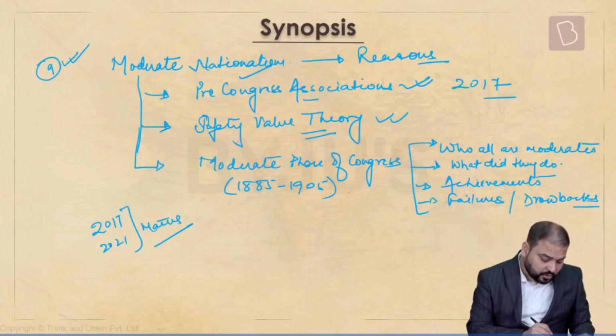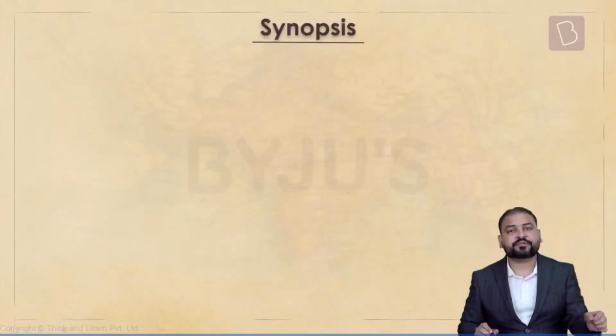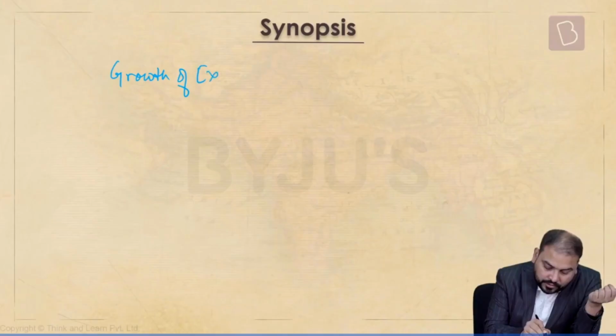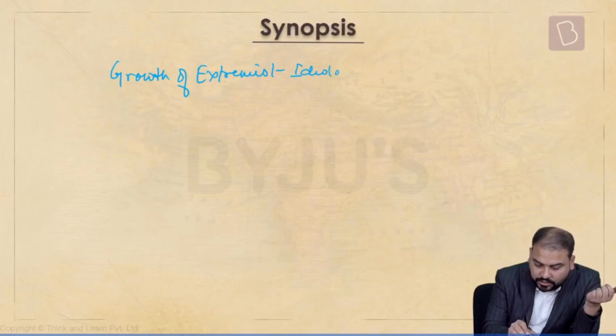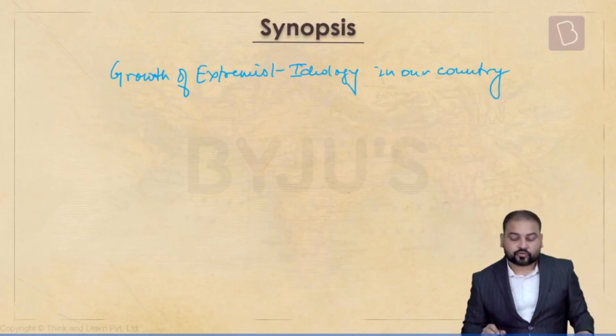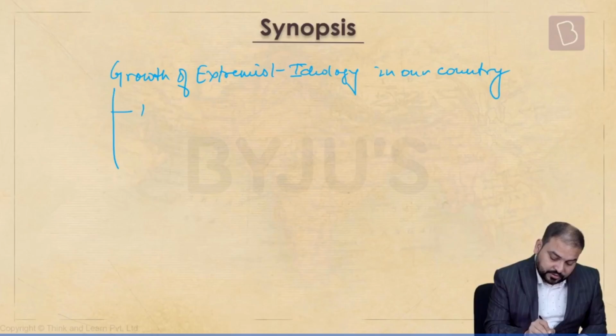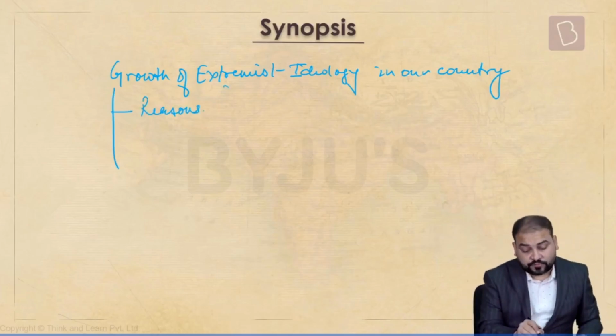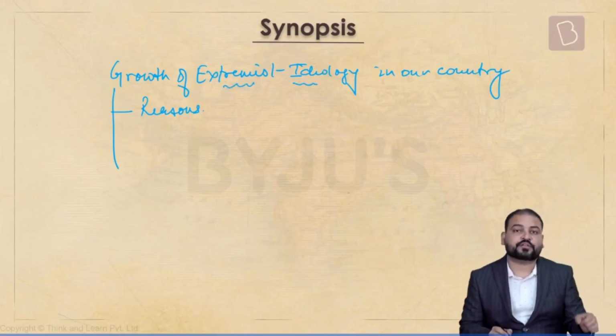Moving ahead. Now, not everybody is happy with the moderates. What it led to? It led to the growth of extremist ideology in our country. So again, we shall start this chapter with the reasons. Why is there a growth of this ideology in our country at this point of time?